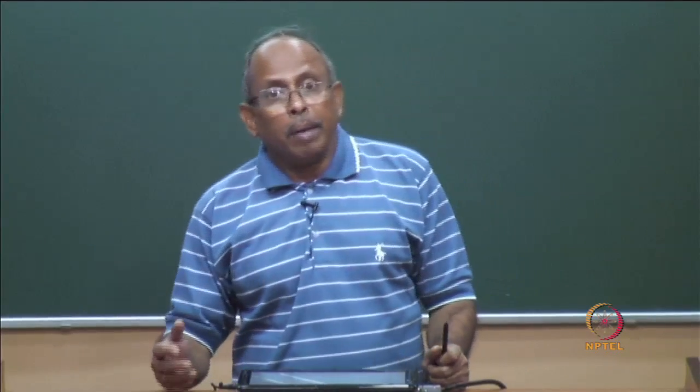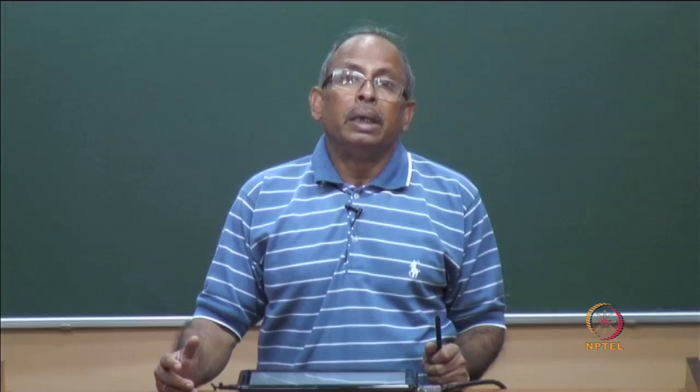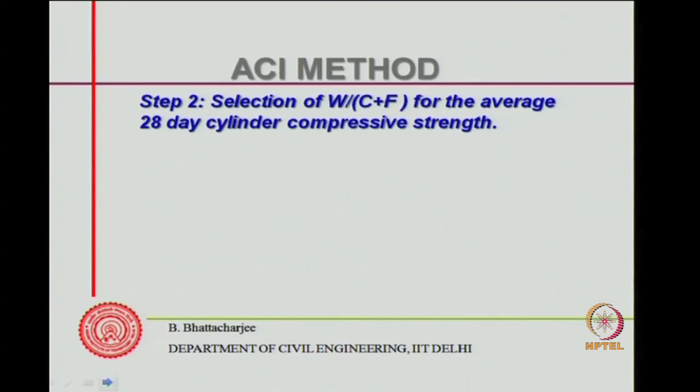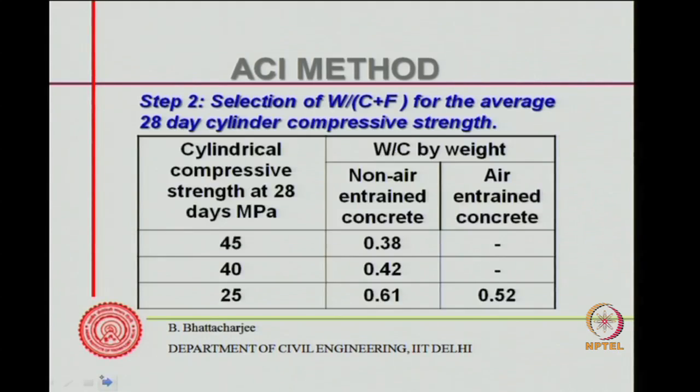Now, American method of course uses 28-day cylinder compressive strength rather than the cube strength. It uses 28-day cylinder compressive strength, and therefore, the recommended water cement ratio by mass is given for average cylindrical compressive strength at 28 days in terms of MPa, for non air entrained concrete. So, this is given in a table.